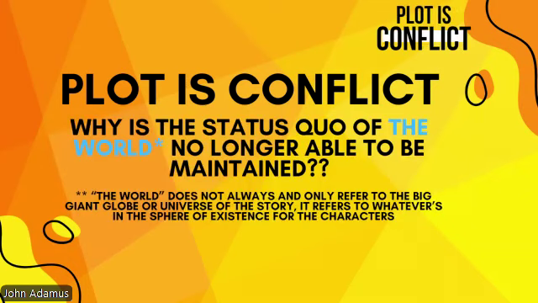Part number one: plot is conflict. And it's a conflict that asks or challenges the question: why is the status quo of the world, we'll talk about that in a second, no longer able to be maintained? Now, when I say the world, I don't mean the big giant picture of the planet and the universe and the continents and the kingdoms and the whole land. I mean the world of the character. For your main character, why can't their status quo be maintained? For the adventuring party in your fantasy novel, why can't the status quo be maintained?